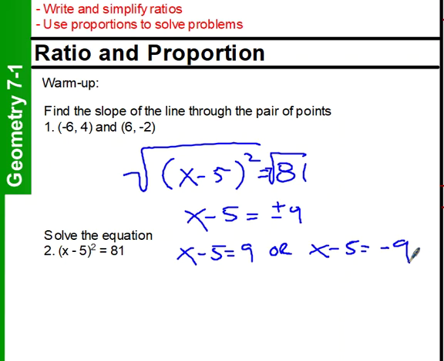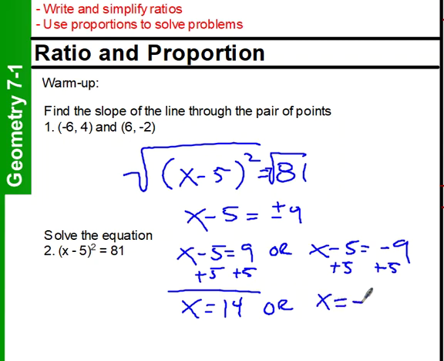And this makes sense because this is a quadratic relationship because we have a squared, and quadratic relationships can have up to two solutions. So the next thing we'll do is let's just solve each linear equation. Add 5, and so we get x is equal to 14, or add 5, and we get x is equal to -4.